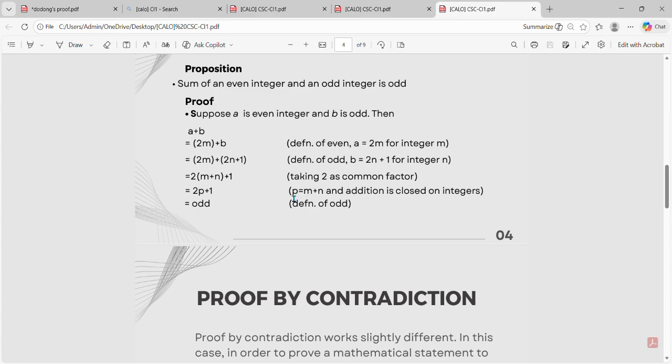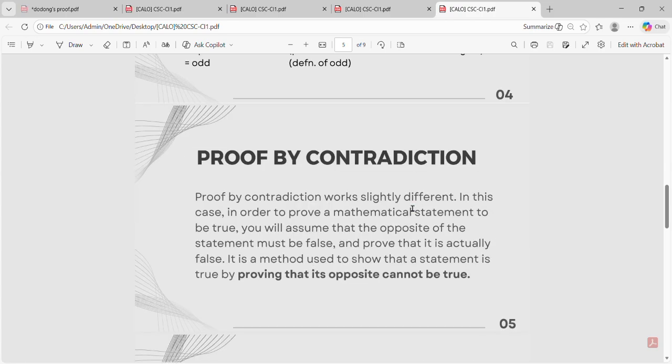P did not come from nowhere; we just rename an existing expression to show that it fits the definition of an odd number. So any number that can be written this way is odd. So the sum of an even number and an odd number is odd. That's a direct proof. Now let's move on to proof by contradiction.